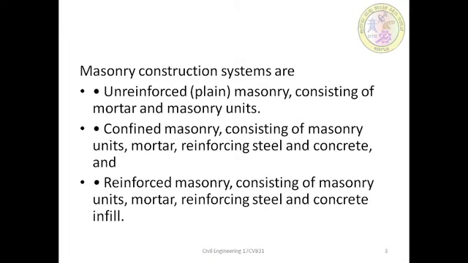Depending upon the material and the composition of the structures in masonry construction systems, they are further divided into, the first one, unreinforced masonry, which consists of mortar and masonry units. Next one is confined masonry, which consists of masonry units, mortar, reinforcing steel, and concrete. And the last one is reinforced masonry, which consists of masonry units, mortar, reinforcing steel, and concrete as an infill.